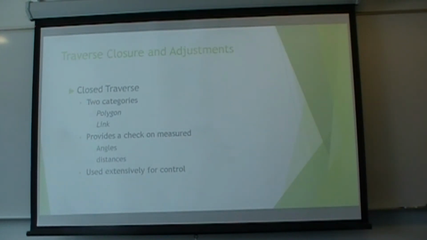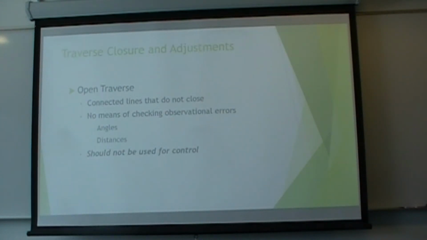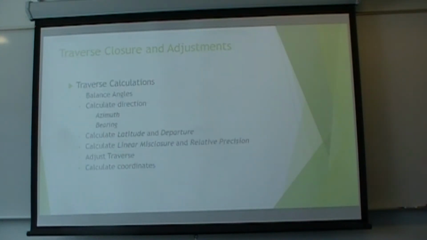They're essentially the same type of traverse and how they work. So when we do this, a traverse provides, of course, a check in angle and a check in distance, and it's used extensively for control if you're doing ground or terrestrial-based work. The open traverse doesn't connect to anything. There's no means of check. In my opinion, it shouldn't be used for anything.